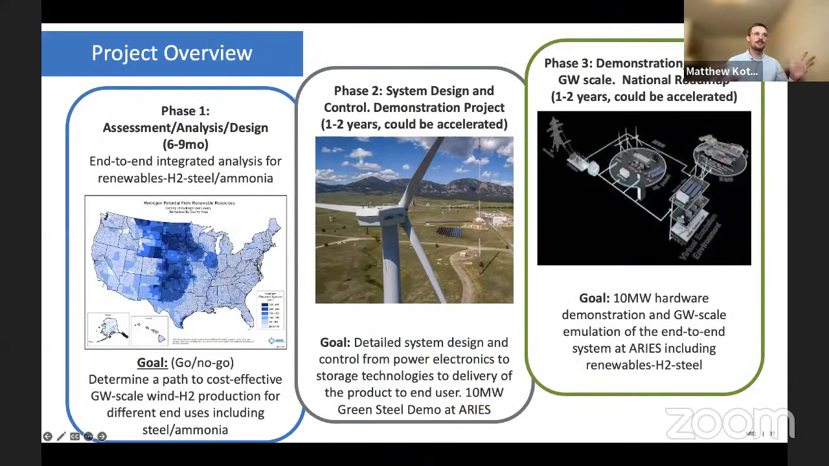And this is essentially just giving a project overview of this industrial decarbonization effort, where phase one was assessment and analysis to identify and determine pathways for low LCOH and green steel costs. Phase two is system design and control. And then phase three would be a demonstration plant and facility.